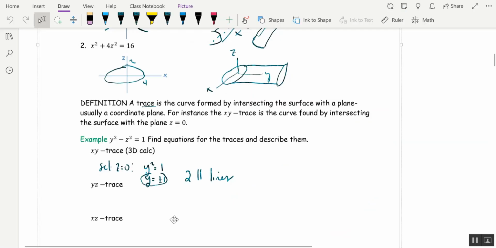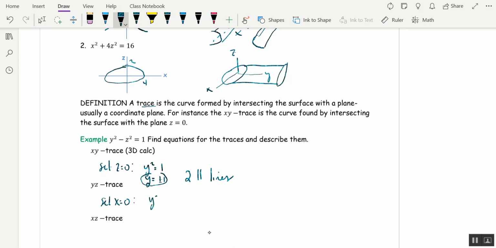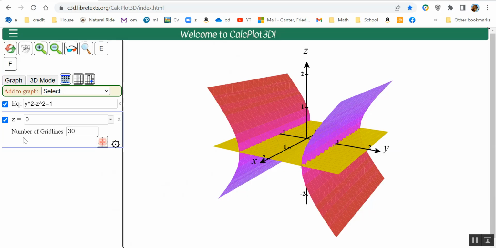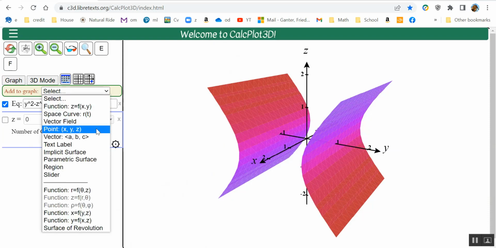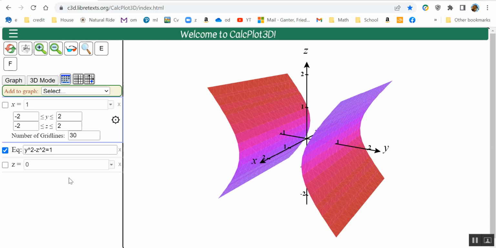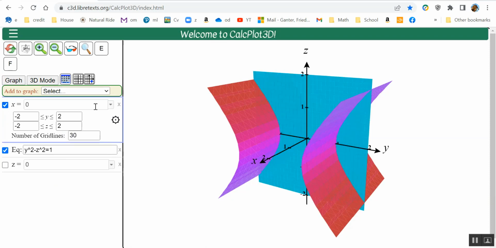Okay, yz trace, we're going to set x equal to 0, and we get y squared minus z squared equals 1, and that's the original hyperbola. And I'll do that in Calc 3D. In order to set x equal to 0, I need an equation of the form x equals. So I have to select that from my list here. And there you can see the intersection of the plane with that cylinder is giving me the hyperbola that we just found.